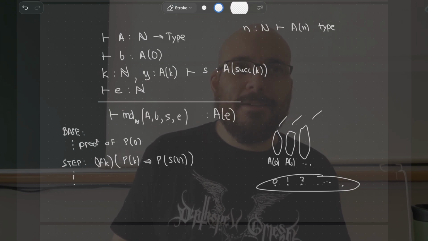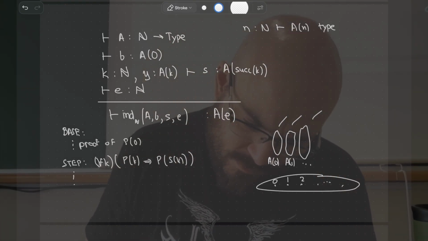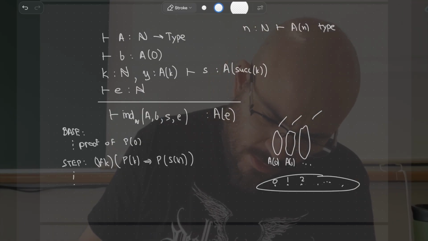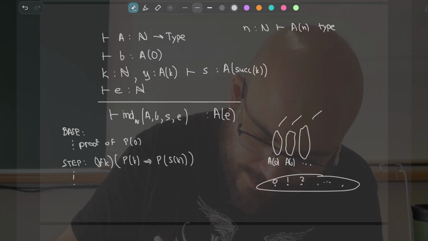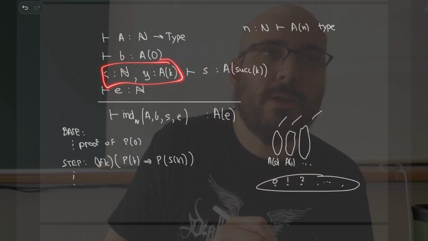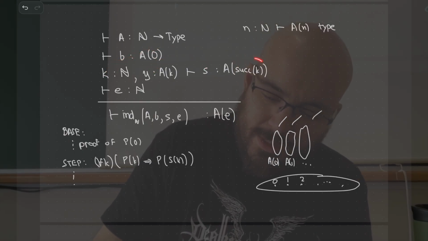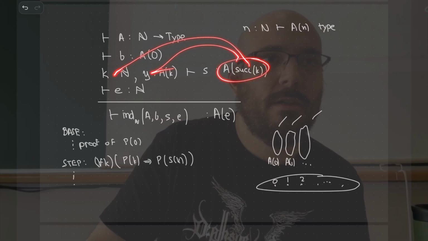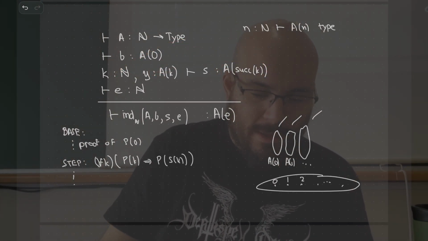Yes? Shouldn't S be like S of k and y, or should S just be a function, like a curried function or something? S is a function, okay, I get what you mean. S is a function because you see where S appears, it appears only in this context. So this thing, S, is dependent on these things, and this type is also dependent on these things. So S is not just whatever symbol you think.